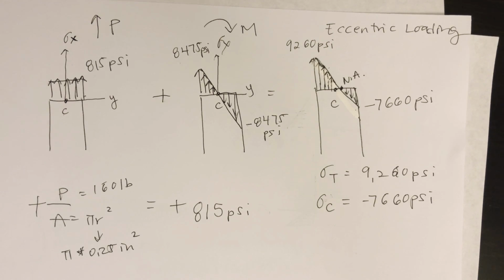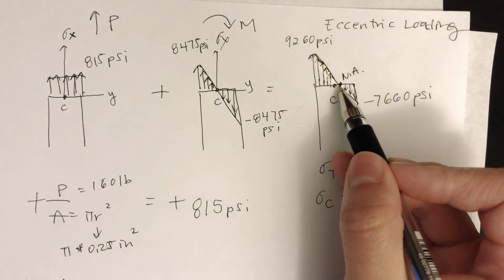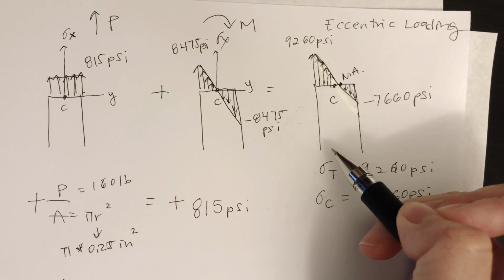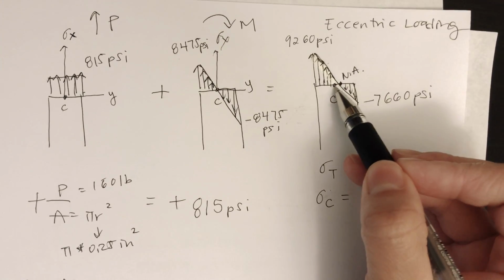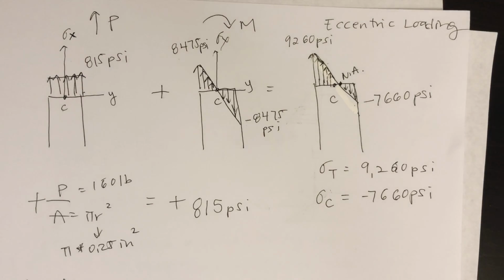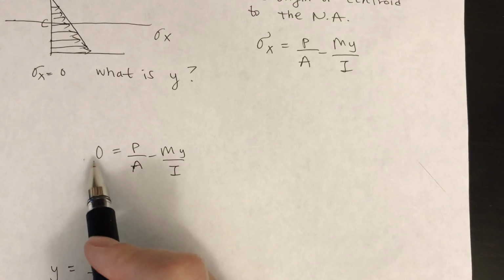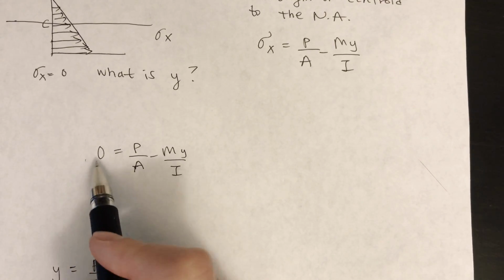Now the question asks you the distance between the centroidal and neutral axis of the section. How do we find the distance between the neutral axis and the centroidal axis? How do we find this distance right here? Okay, so how are we going to find that? Slide 17. We are going to set this stress equal to 0.